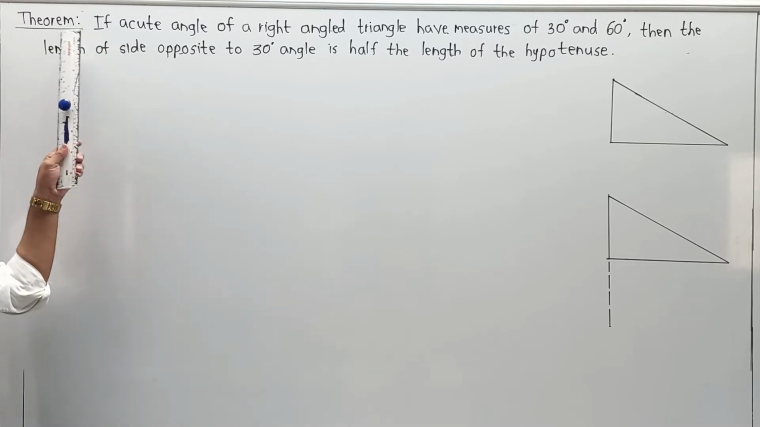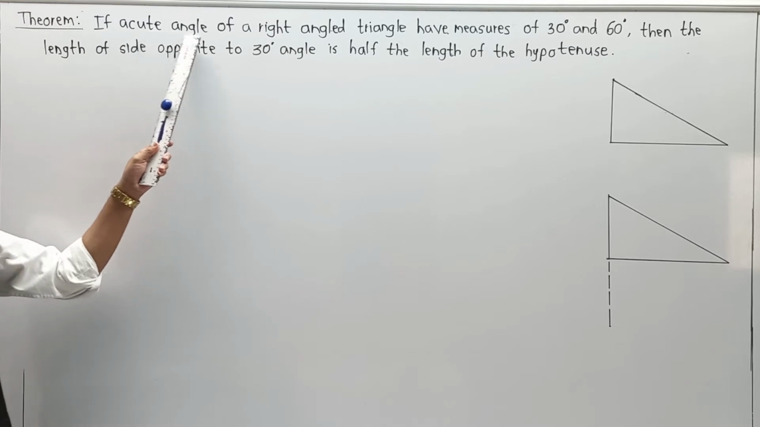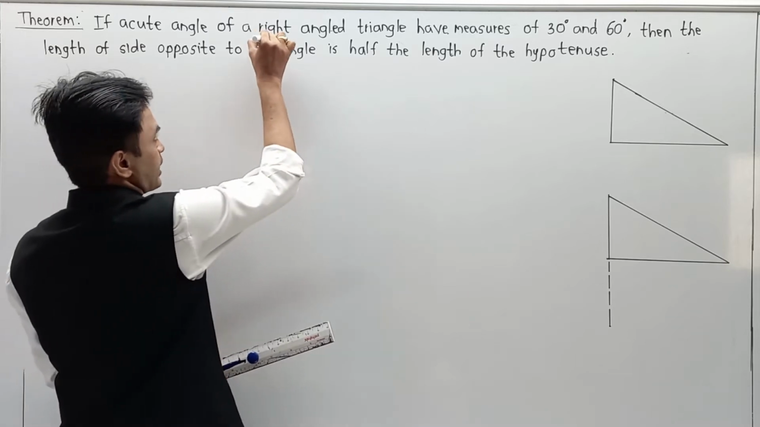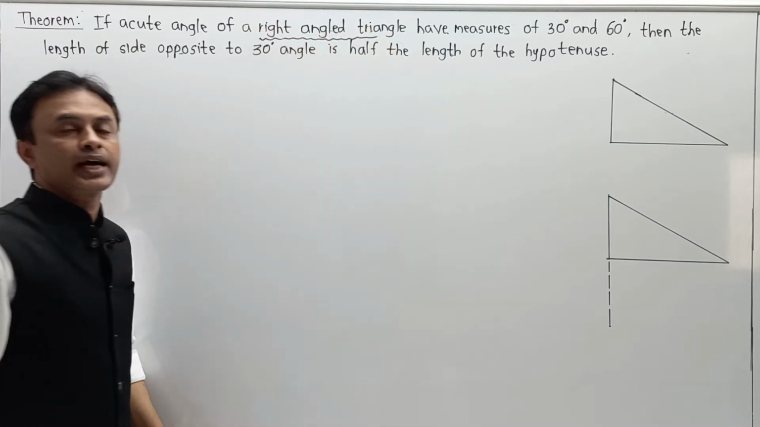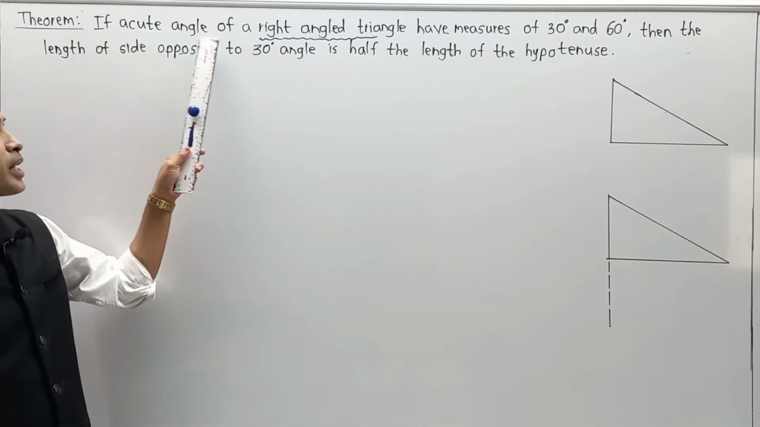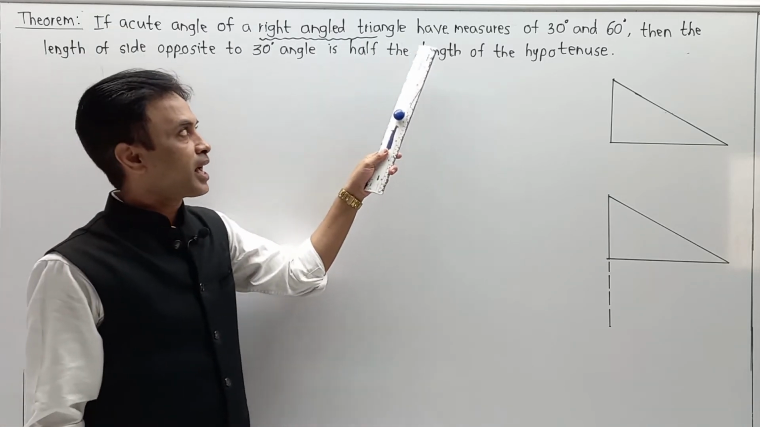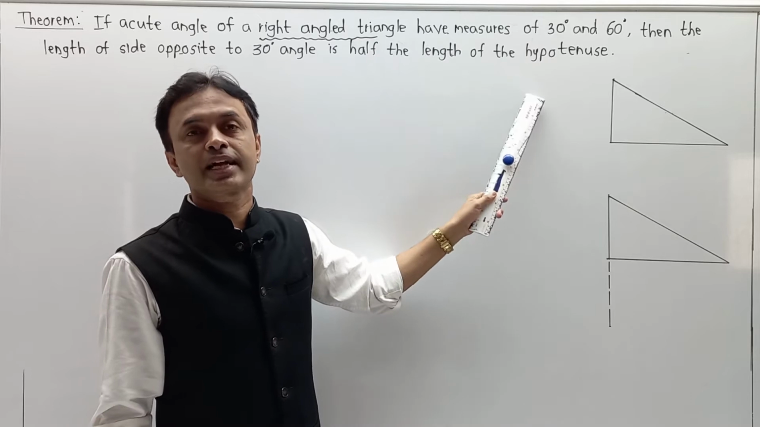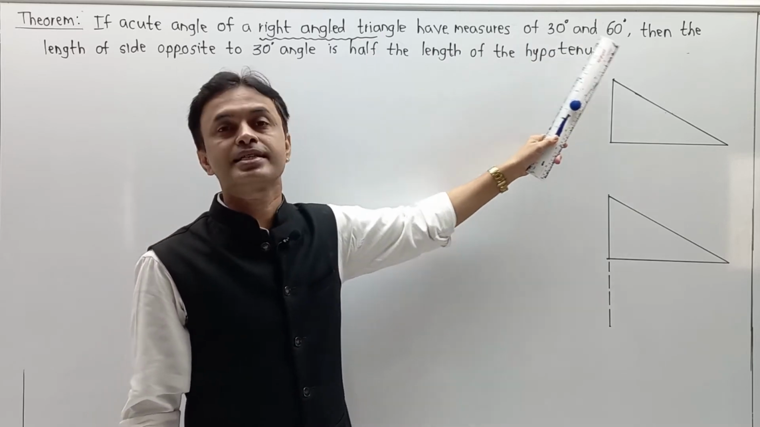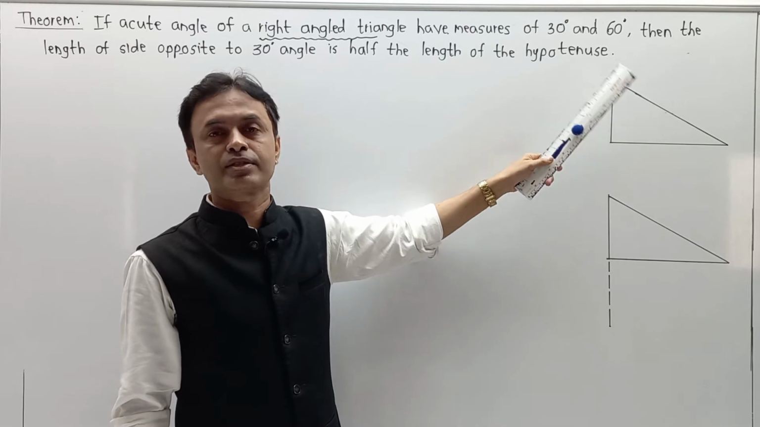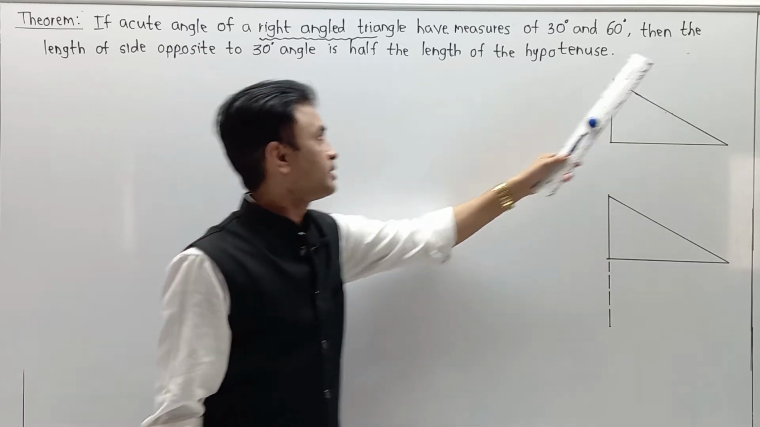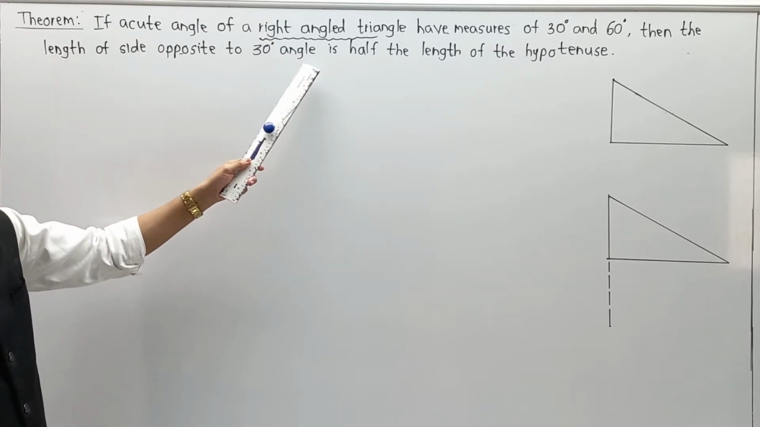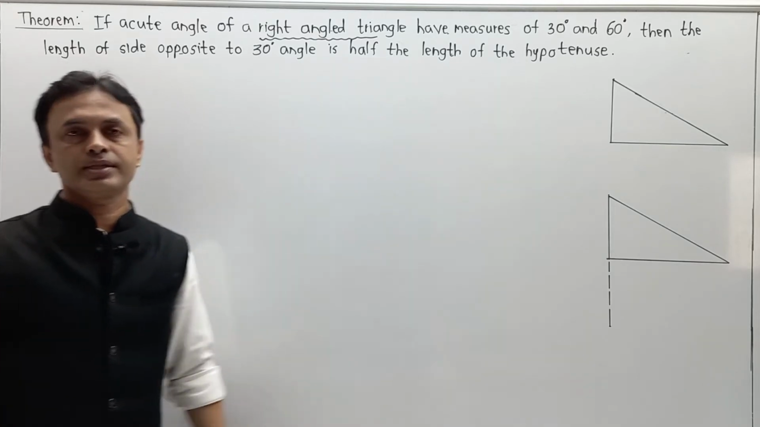Try to understand. The theorem: if the acute angles of a right angle triangle, remember they have mentioned that the triangle is a right angle triangle, have measures of 30 degree and 60 degree, meaning the triangle is already a right angle and among them one angle is 30 degree, the second is 60 degree. Both are less than 90 degree, that's why they have used the word acute angle. Then the length of the side opposite to the 30 degree angle is half of the length of the hypotenuse.